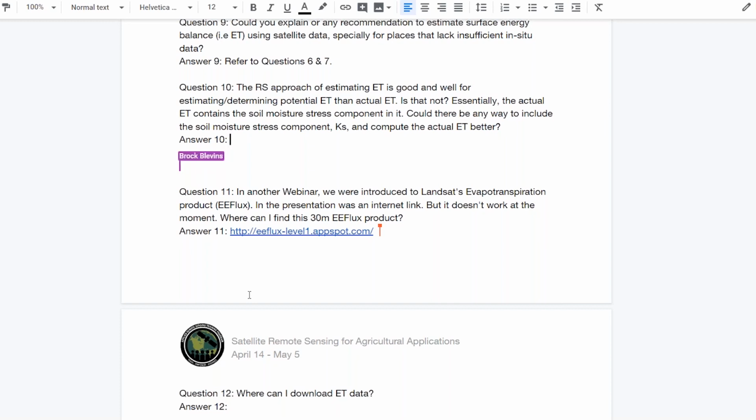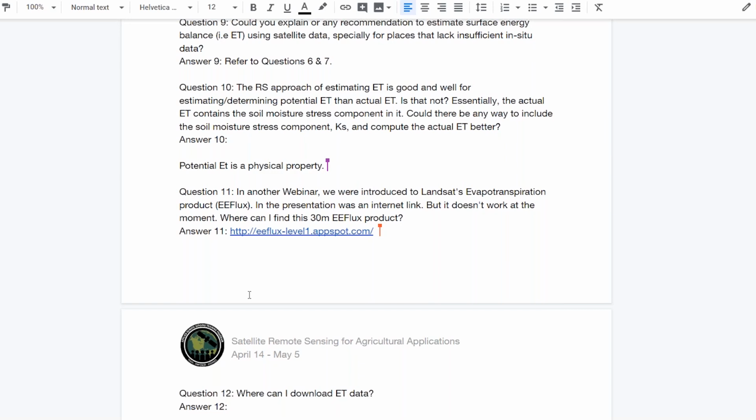We don't need to know the soil moisture because that soil moisture signal is internal in the land surface temperature signal. Obviously, dry soil heats up faster than wet soil. So you don't need to know the soil moisture stress component; it's really internal in the surface energy balance. From a modeling standpoint, you do need to know soil moisture, because soil moisture stress is a function of how land surface models estimate evapotranspiration.